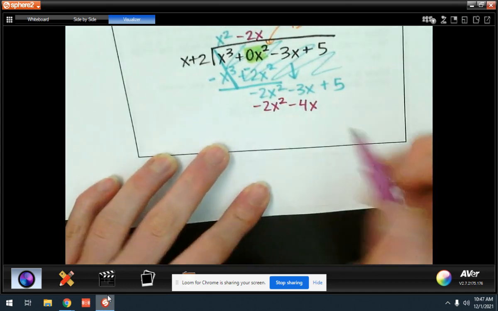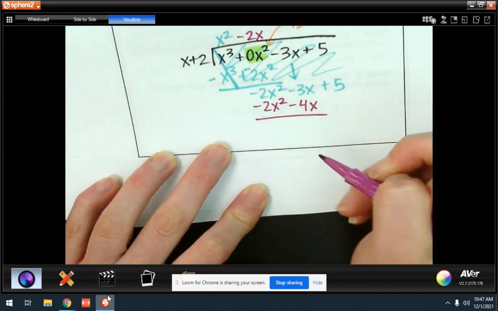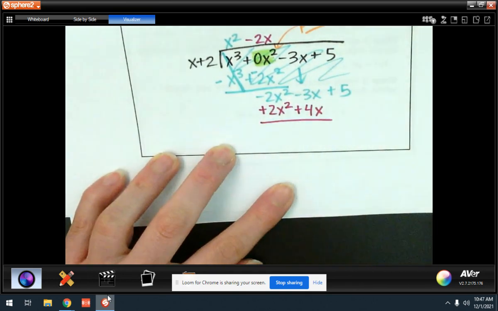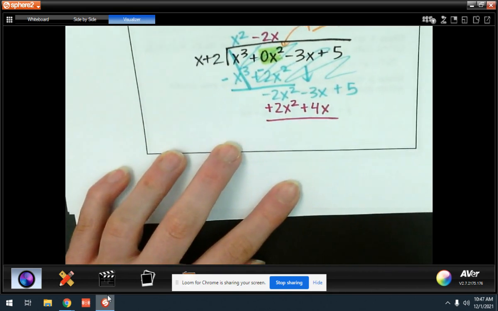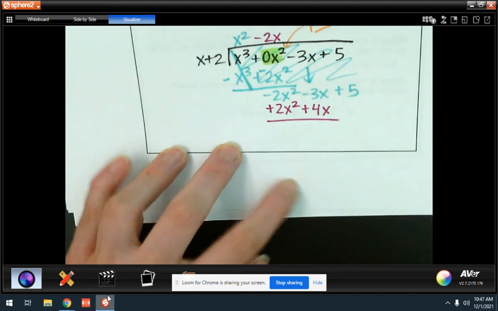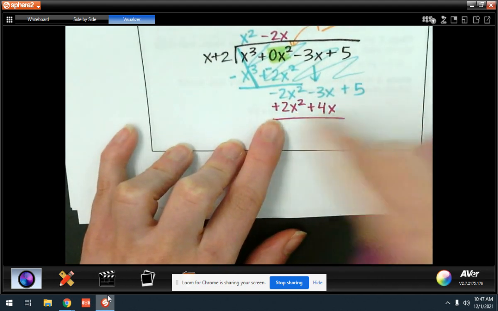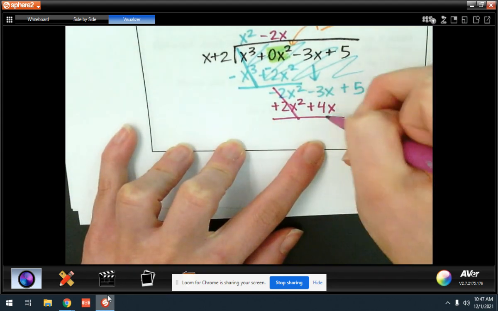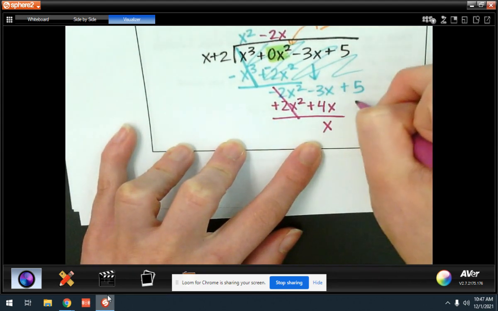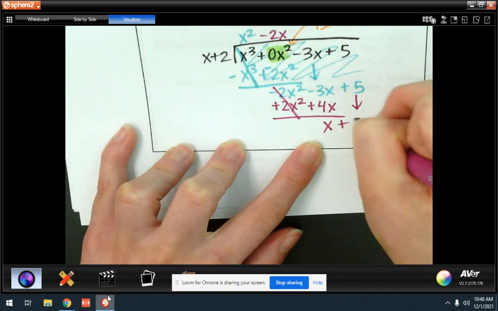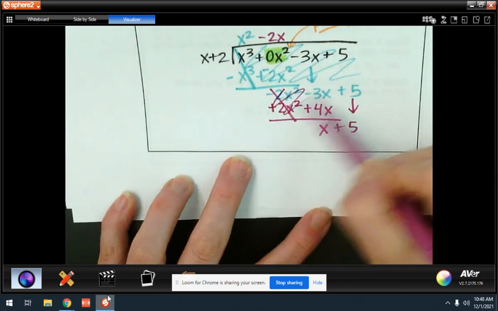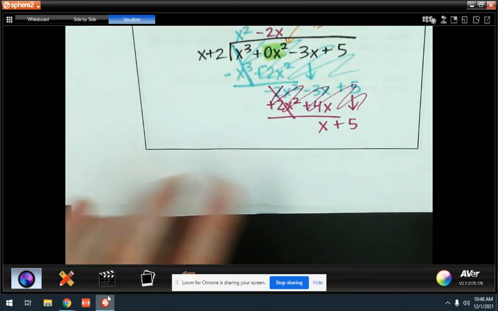Okay, so now we draw our line, and for the subtraction, we just change the signs. So my minus is turned into a plus. So now this says negative 2x squared plus 2x squared, it goes away. And then negative 3x plus 4x is just x. And then we bring down that plus 5. Okay, and so we're done with everything above the line.